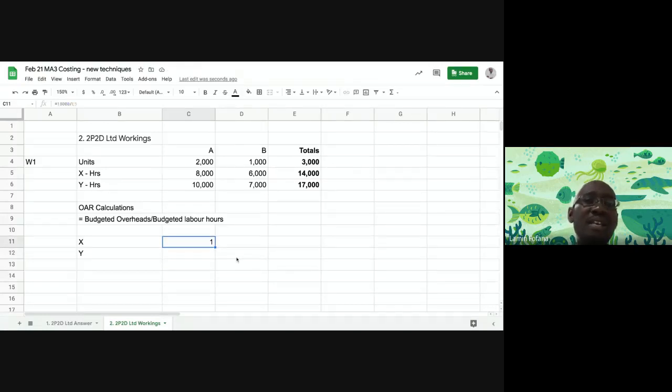Okay? It's giving us 1. The reason is because we have not formatted it to our decimal place. So we can highlight both of them and we take them to 2 decimal place. Okay, can you see? So now it became 1.29. So it's £1.29 per hour.